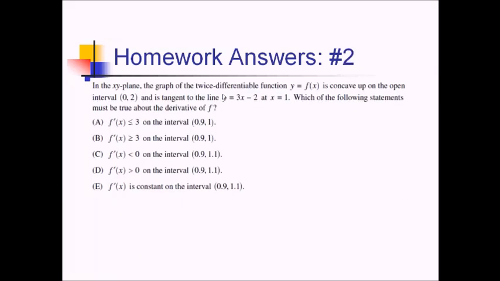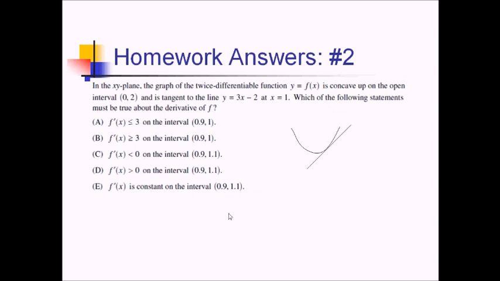For number 2, we have a twice differentiable function that's concave up on the interval 0 to 2, and we have a tangent line of 3x minus 2 at x equals 1 for this function. Which statement has to be true about the derivative of f? So here's a rough, intuitive kind of visual of this. We've got some concave up function, and we have a tangent line that has a positive slope, so it has to be on this side of our concave up function. We don't really know what's going on back here or over here, but it's roughly going to look like this.